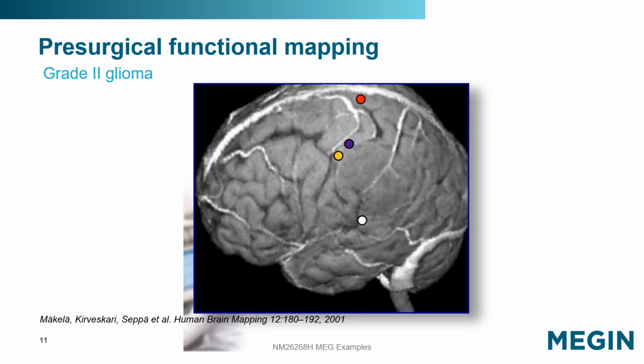In this case, functional mapping was performed on a patient with a grade 2 glioma. MEG source localizations of various responses are displayed on the surface of a preoperative 3D rendering of the brain. Purple, median nerve SEFs from hand S1. Red, tibial nerve SEFs from foot S1. Yellow, lip SEFs from lip S1. White, AEFs from auditory cortex.